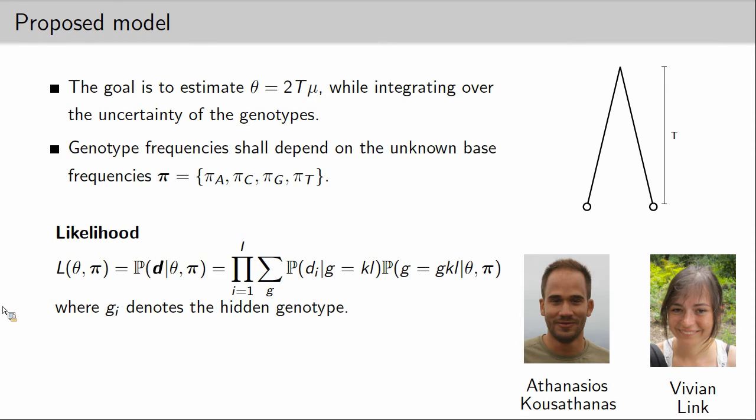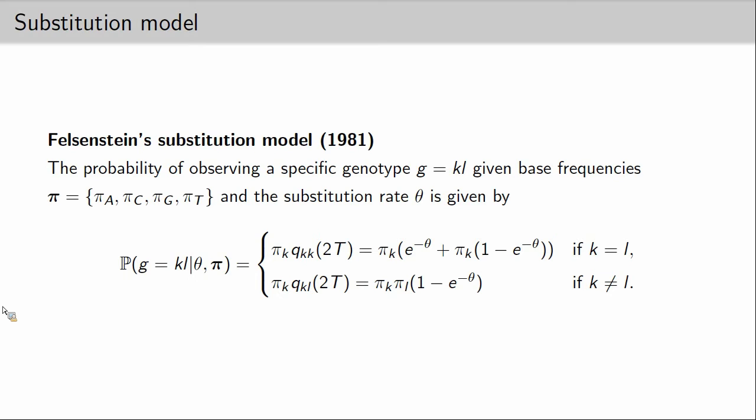So first, what we call the emission probability. That's the probability of the sequencing data given the underlying genotype, and then the probability for the genotype given the parameters we want to know, okay? So for the substitution model, that is the probability of the genotype given pi and zeta, we just employ the classic Felsenstein substitution model. It's the famous Felsenstein 1981 model, very commonly used in phylogenetics. It has some advantages over other models, namely that it actually allows for recurrent mutations at the same site. Okay?